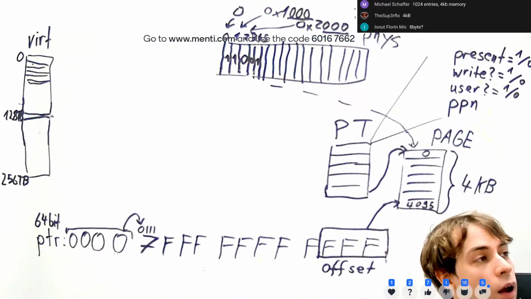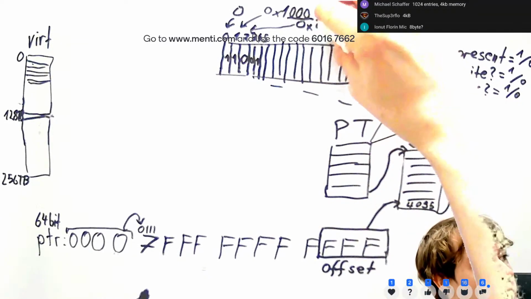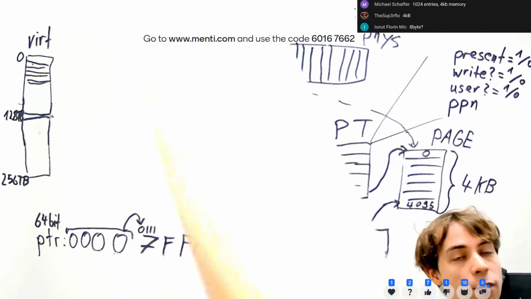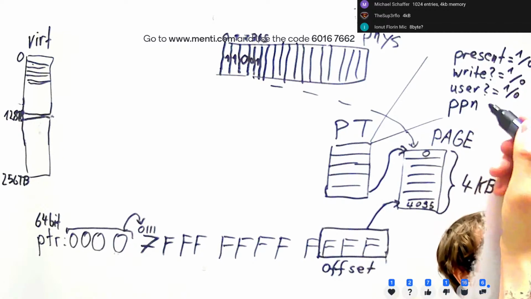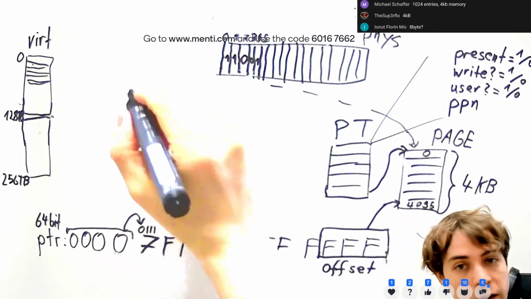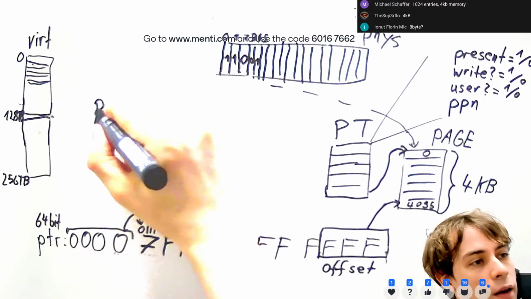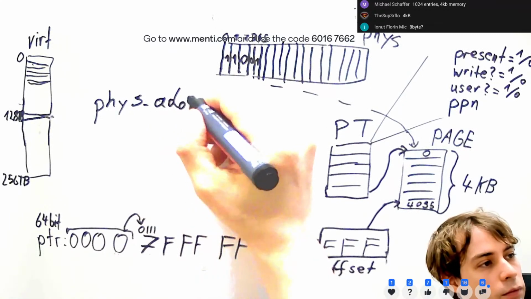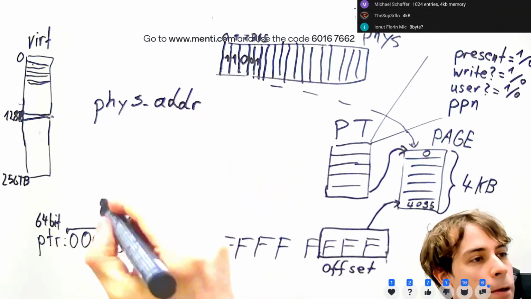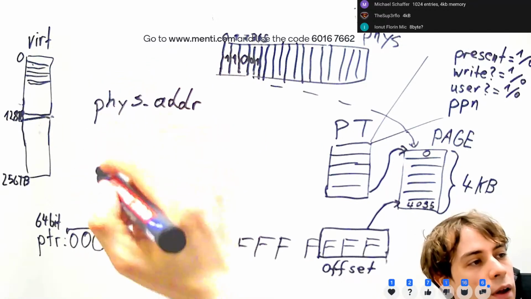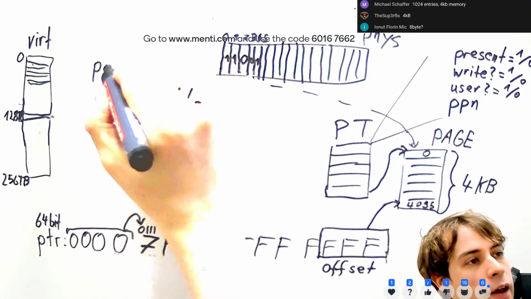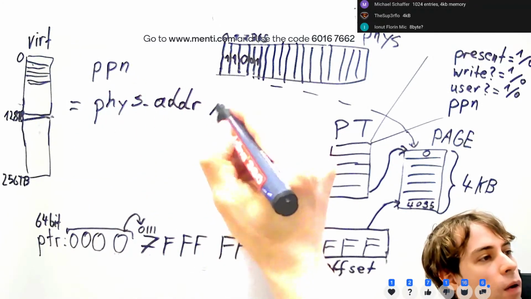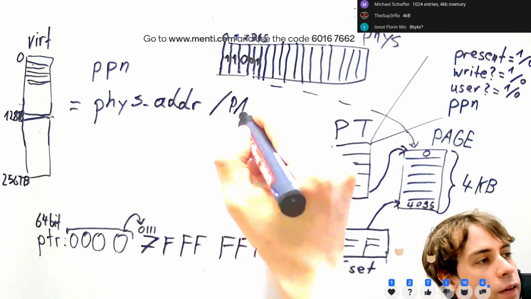That means if we cut those last 3 digits away, then we actually have the physical page number. Let me write that down here for a second so that you can also note how the physical address and the PPN relate to each other. The physical page number equals the physical address divided by the page size.